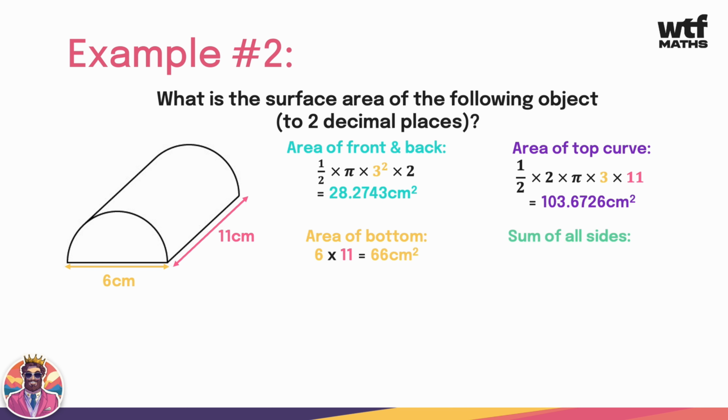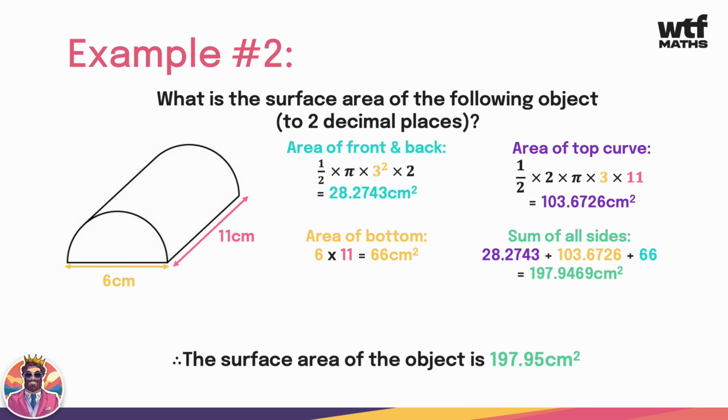So if we add all these areas together, we're going to get a grand total of 197.9469 centimeters squared. Or to 2 decimal places, 197.95 centimeters squared. So just be aware, when you start cutting portions out of a cylinder, some extra faces will appear wherever you cut the line.